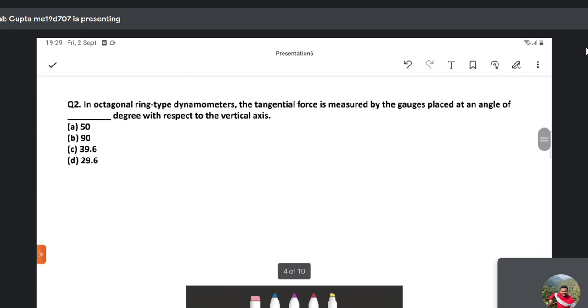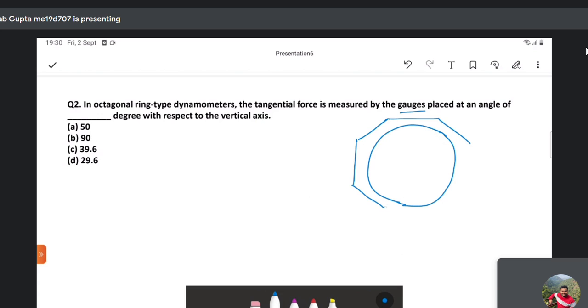In an octagonal ring type dynamometer, the tangential force is measured by the gauges, by gauge we mean strain gauge, which are placed at an angle of what, with respect to the vertical axis? If you have gone through the lectures well, then you can relate this for the octagonal ring type dynamometer.